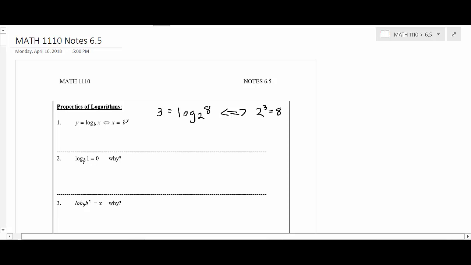Okay, the next property is a log of any base of 1 is equal to 0. Now I'm going to give you an example of each one. Just write it down. Let's say you had log base 3 of 1. The reason it's equal to 0 is, how would you write that in exponential form? You would say 3 to the 0 equals 1, right? And that's true, of course. Anything to the 0 power is equal to 1. So you want to remember that the log of 1 of any base is always going to be 0.